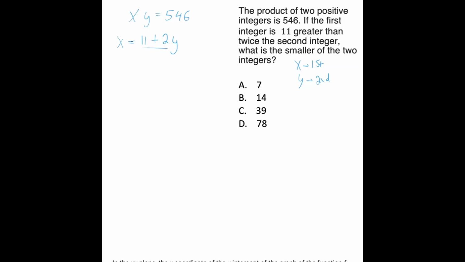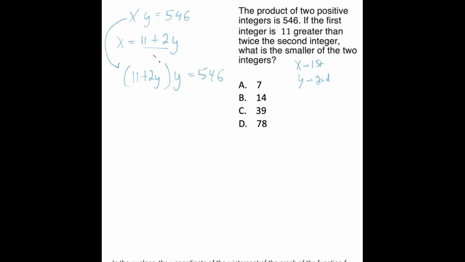X is 11 plus 2y. So every time we see an x, we can replace it with 11 plus 2y. So we have xy is 546. So 11 plus 2y times y is 546.